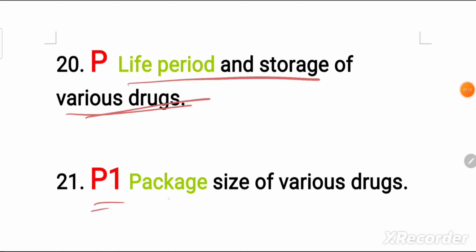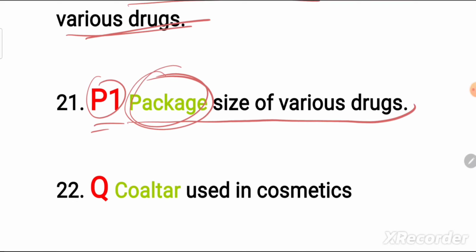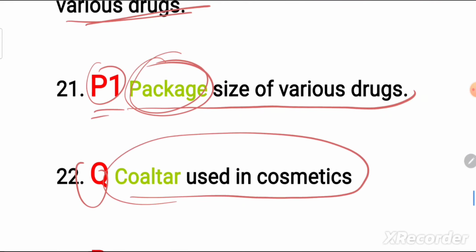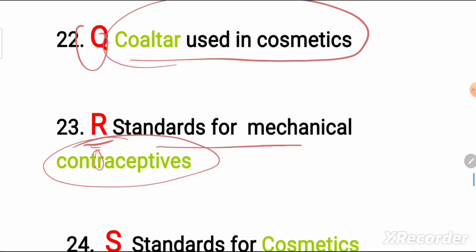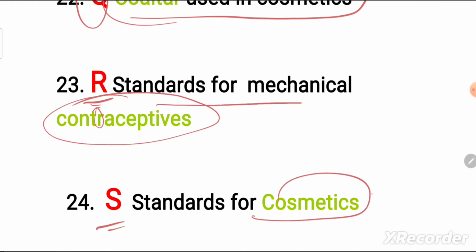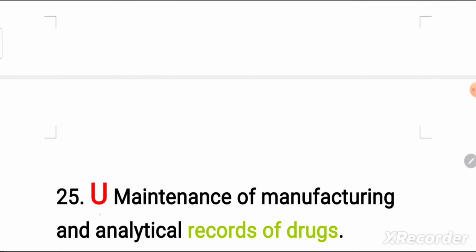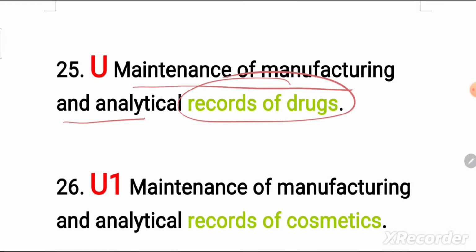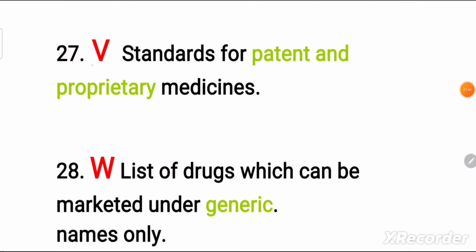Next, P1 for package size of various drugs, P1 for package. Next, Q for colours used in cosmetics. Next, R, standards for mechanical contraceptives. Next, S, standards for cosmetics. Next, U, maintenance of manufacturing and analytical records of drugs. U1 for maintenance of manufacturing and analytical records of cosmetics. Next schedule is V, standards for patent and proprietary medicines.